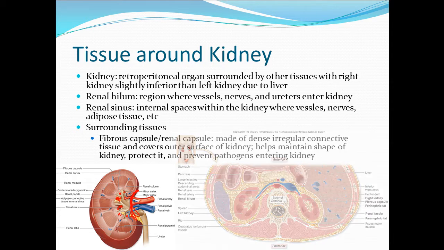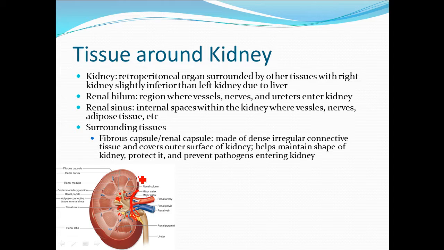There are surrounding tissues too. The one that surrounds the kidney itself is called the fibrous capsule, made up of dense irregular connective tissue, and it's for protection of the kidney.